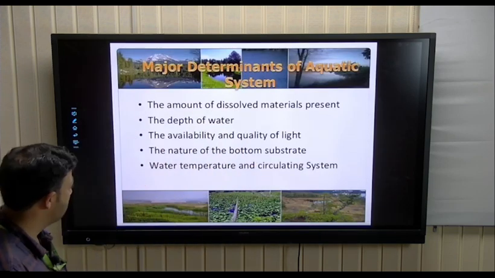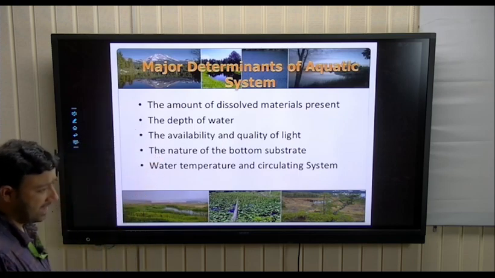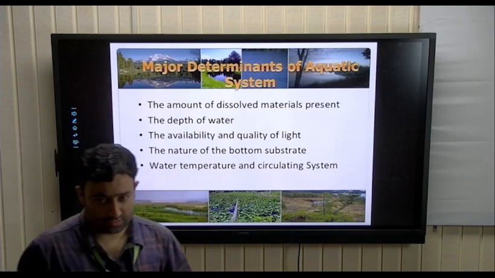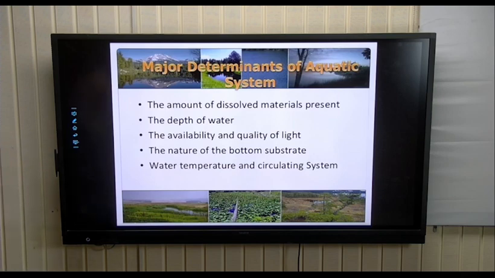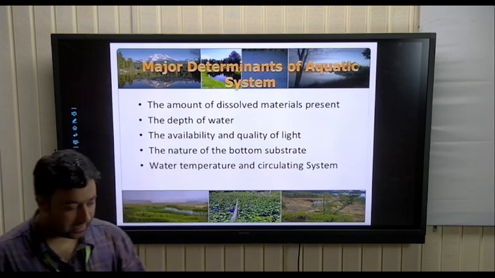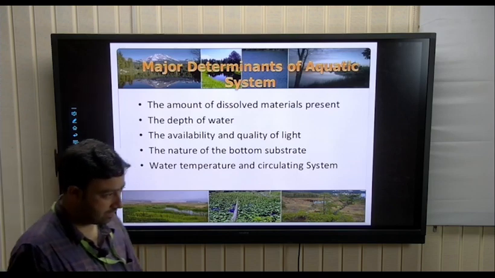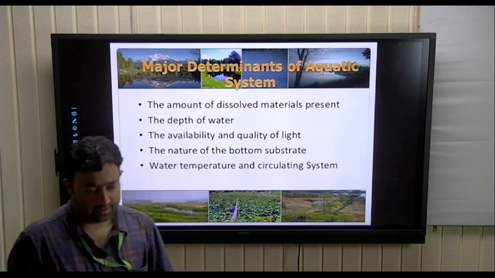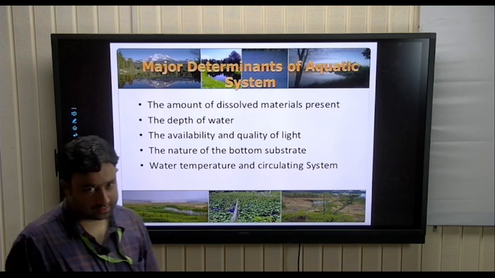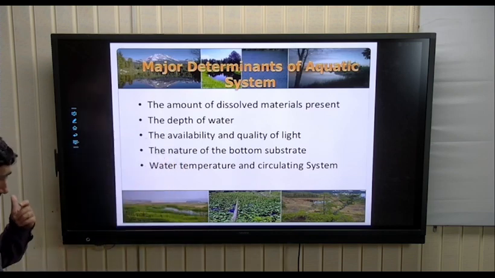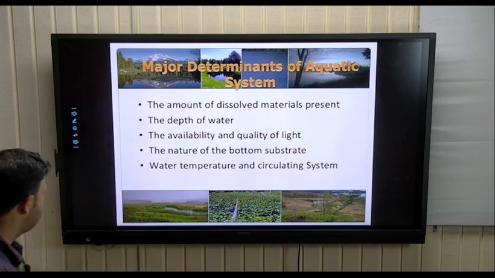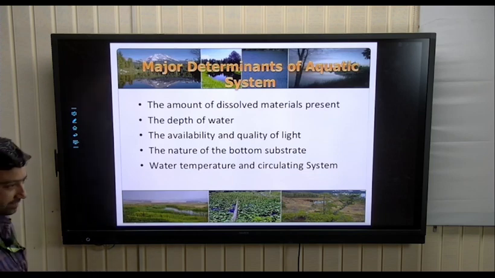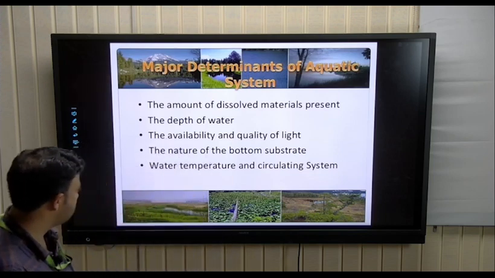Major determinants of aquatic system: the amount of dissolved material present. How much dissolved material is present in the water, whether that is fresh water or marine water. The depth of water: there are so many water bodies, whether they are rivers, lakes, ponds, or oceans, and their depth varies. Due to the varying depth, the light penetrates or not. It depends on the depth of the water.